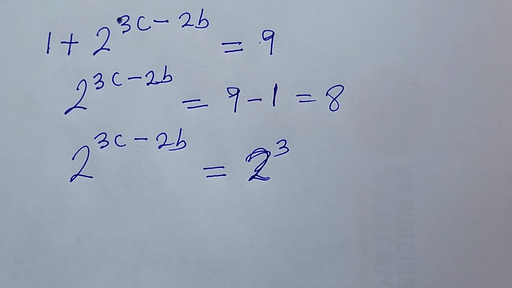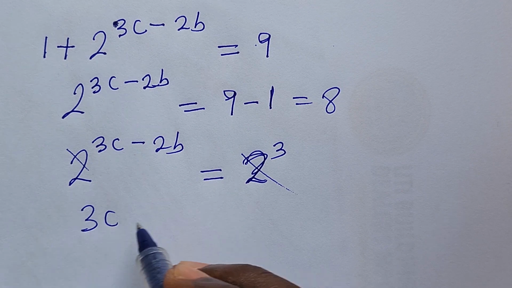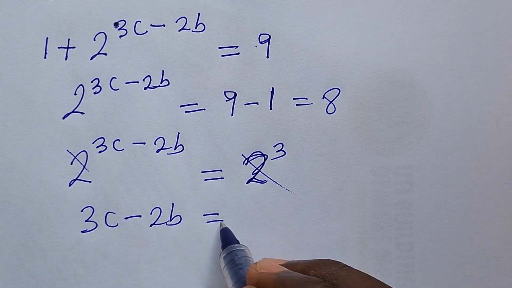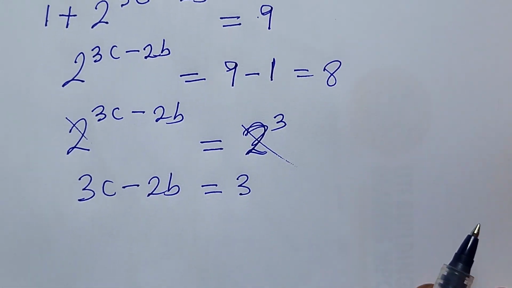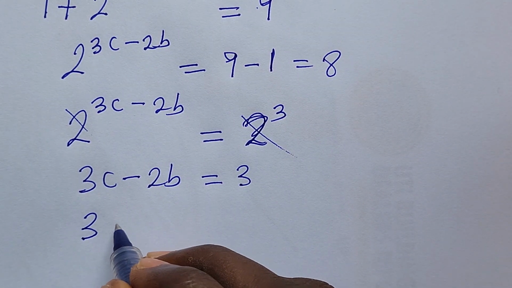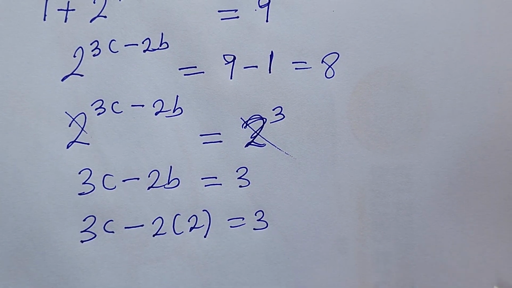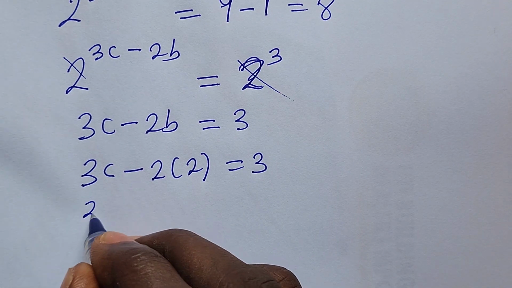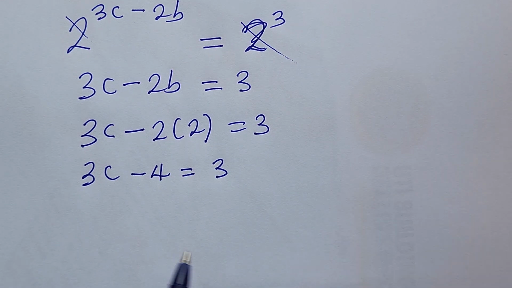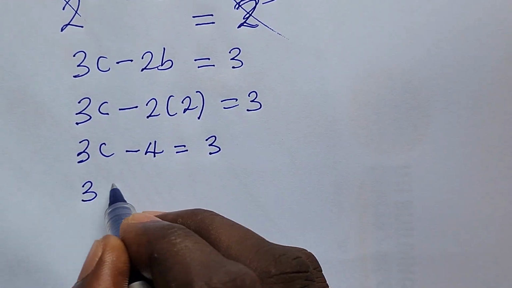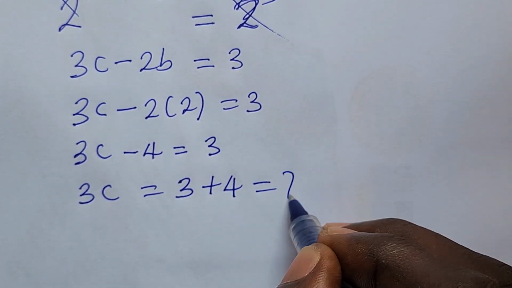Okay, so what we do next, since the bases are the same, let us leave the system, and we're left with 3c minus 2b equal to 3. Again, we've solved for our b already, which is 2. So we can replace our b with 2. This will now give us 3c minus 2 times 2 equal to 3. Good. So this gives us 3c minus 4 equal to 3. We can move this to this side of the equation to give us 3c equal to 3 plus 4, which is equal to 7.